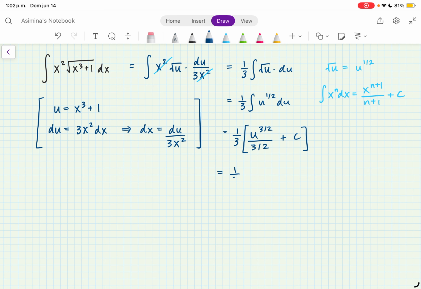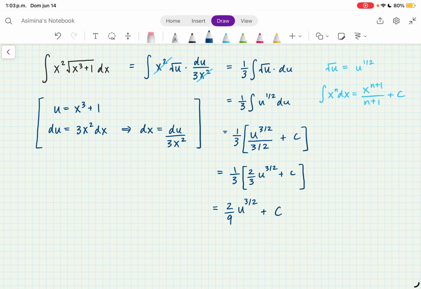So dividing by 3/2 is the same as multiplying by 2/3. So this is 2/3 u to the 3/2 plus c. Now I can factor and multiply by my 1/3. So this becomes 1/3 times 2/3. That's 2/9 u to the 3/2 plus c. Are we done yet?